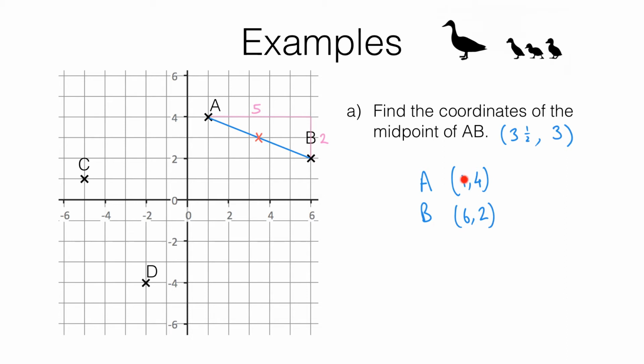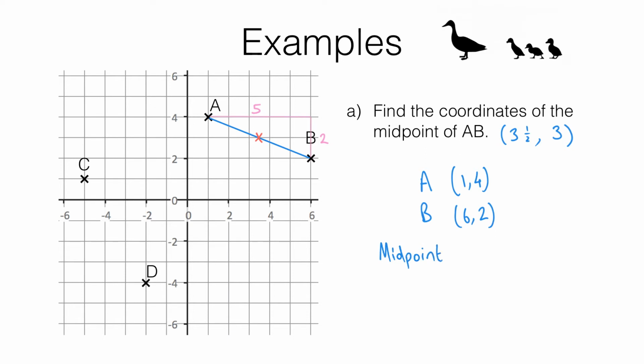So what's halfway between 1 and 6? It turns out the answer is 3.5. What's halfway between 4 and 2? Hopefully it's obvious that that is 3. So that's all we need to do if we're given the coordinates. Now, what if we had some much bigger, more complicated numbers to deal with than these? Well, luckily, there's still a nice method we can use.